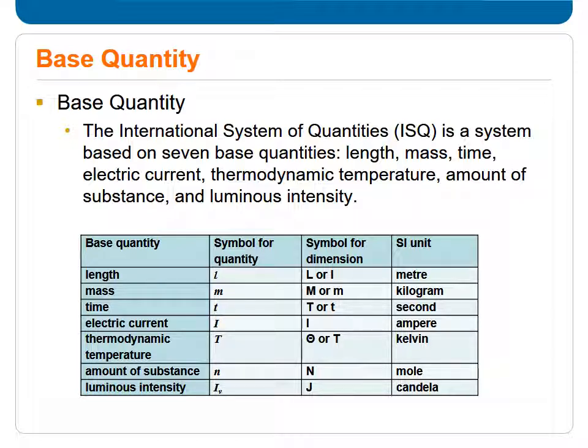By convention, there are certain symbols that are used for these base quantities in formulas and in dimensional analysis. The SI units are also given in the table here. Other symbols may be used in formulas, so you have to watch how the formula is defined.